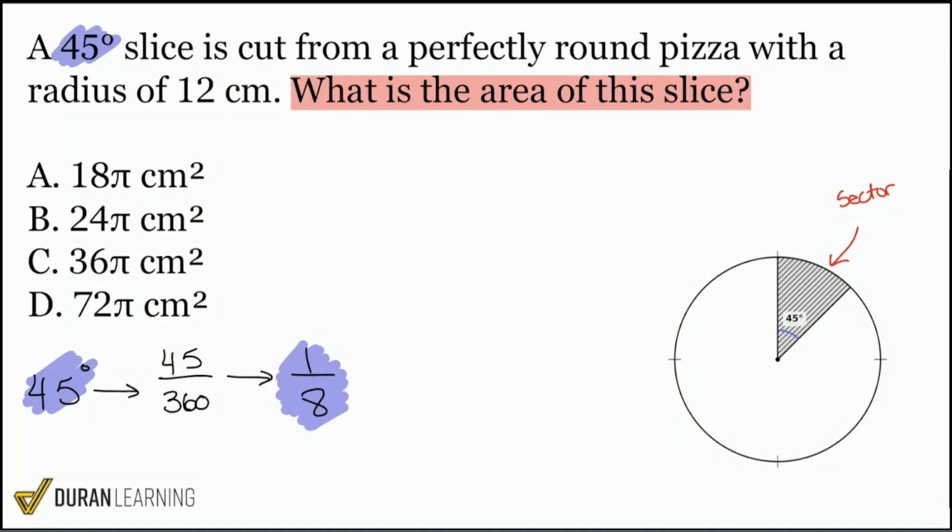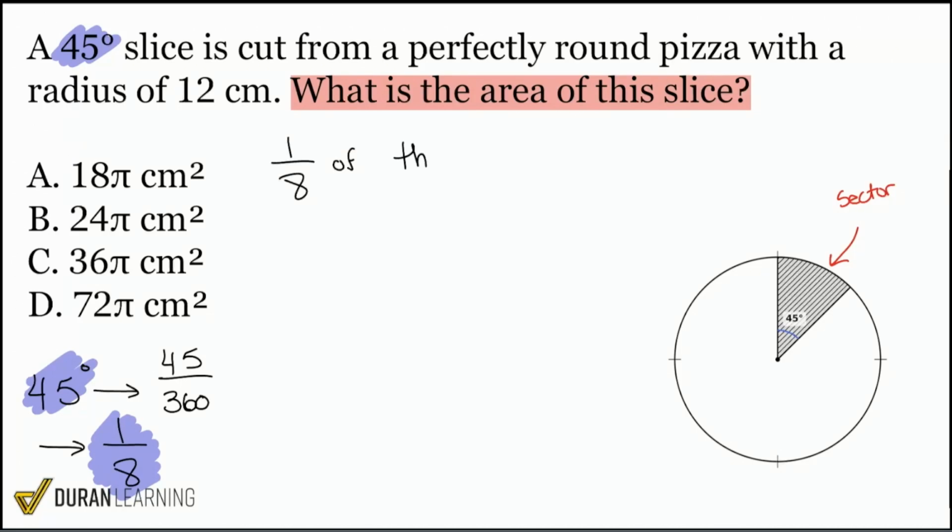So now that we know that, we can keep this right here on the side because we're going to calculate the area, but we are going to do 1/8 of the area of the circle equals the area of the sector. Again, the sector is just part of the circle. So what we're going to do now is find the area of the complete circle, multiply it by 1/8, and we're done. And that's it. So with that, here we go.